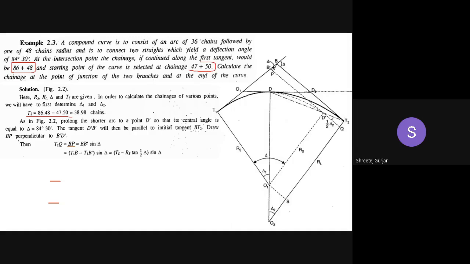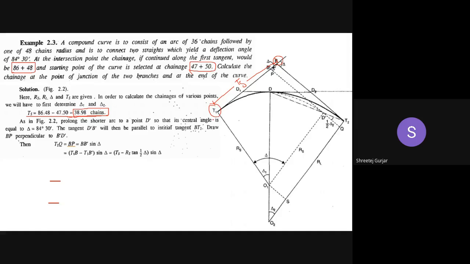So here also this is the chainage of what? Point T1. Point B is here and point T1, the chainages are given. If you minus chainage of point B from chainage of point T1, you will get the total TS, the total tangent length TS, which is 38.98 chains. Not meters, it is chains.